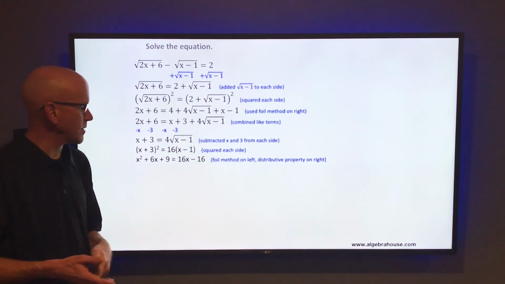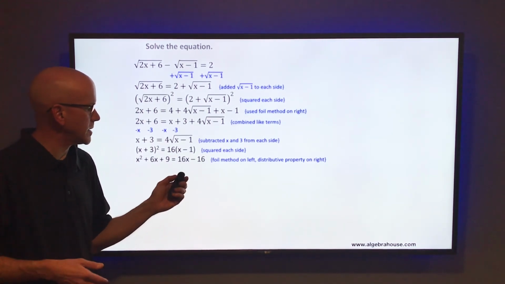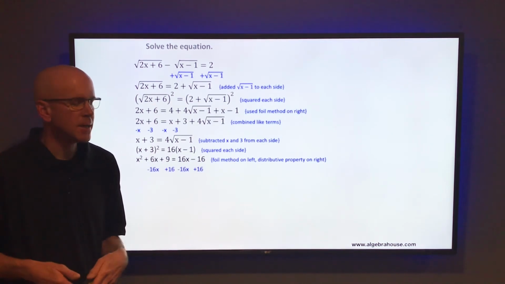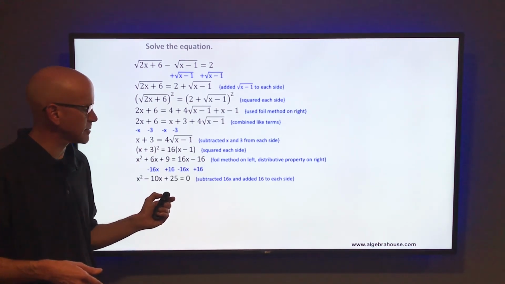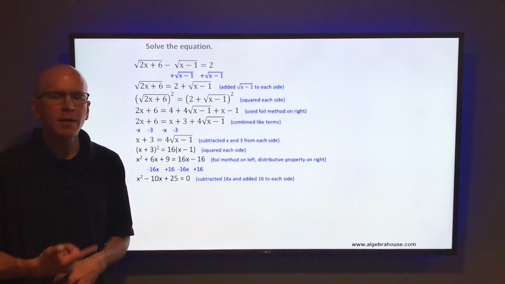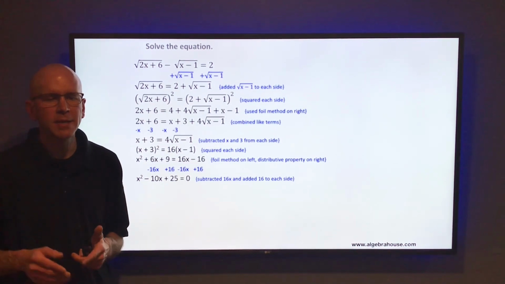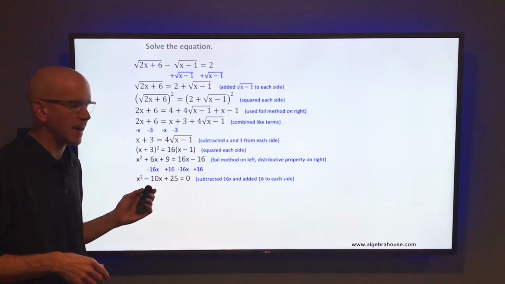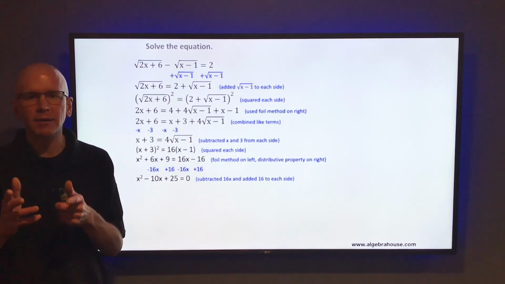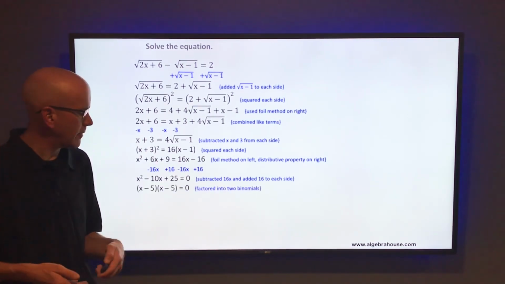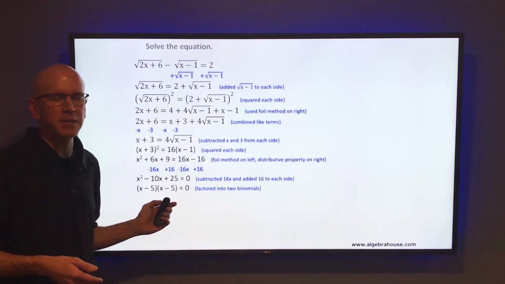We're going to move everything to one side, get it equal to 0. So subtract 16x and add 16 to both sides. When you do that, you get x squared minus 10x plus 25 equals 0. That'll factor into two binomials. The first terms of those two binomials would be x. The second terms multiply to make 25 and add to make negative 10. So those second terms will be negative 5 and negative 5. So you have x minus 5 times x minus 5 equals 0.